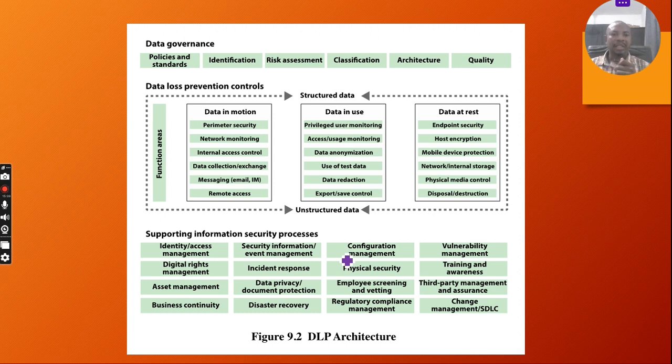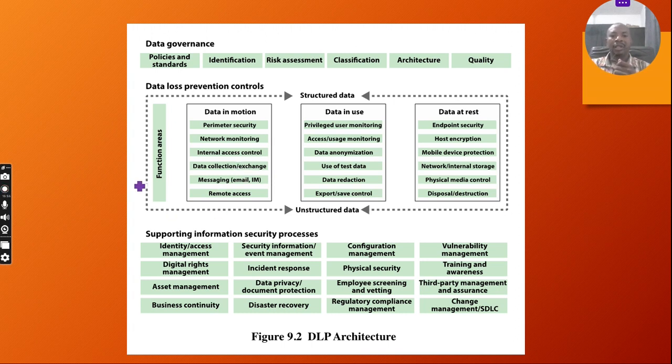Then after data governance, we look at data loss prevention controls. In that, we look at the functional areas in the different three states of data: the data in motion, the data in use, and the data at rest. And here you see the different functionality that is applicable to each of these three states of data. In the area of data in motion, we have perimeter security. This is one of the functional areas that we look at. The network monitoring, we monitor the network. The internal access control, we look at it. Data collection and exchanges, messages, email, and so on and so forth.